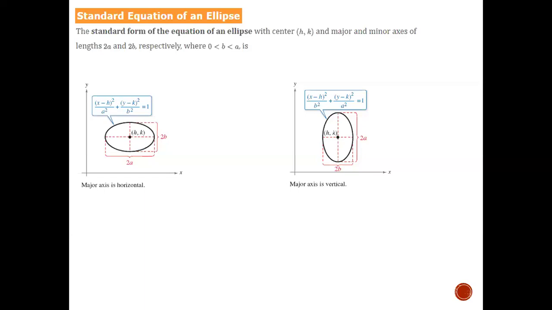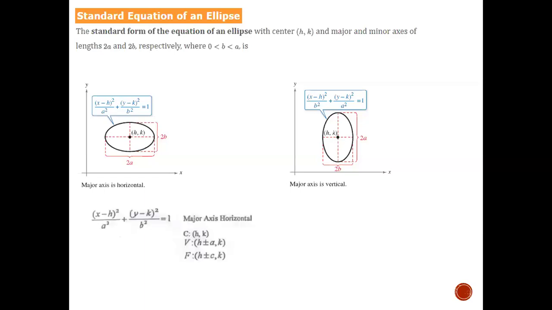So your major axis is the north and south directions, which is your vertical, okay? And your minor axis is your east and west or your horizontal axis, yes? So this is the classification.